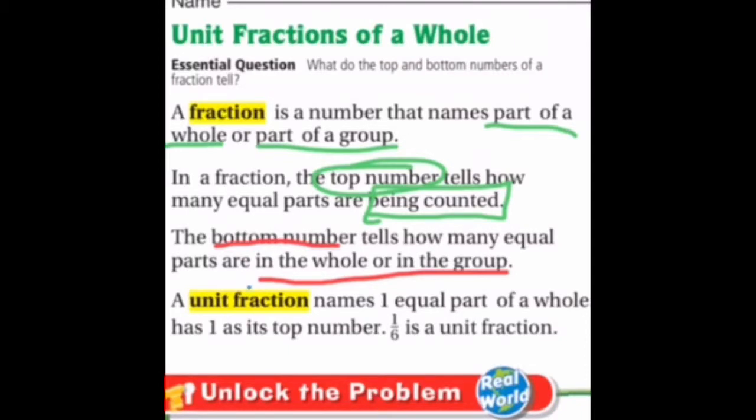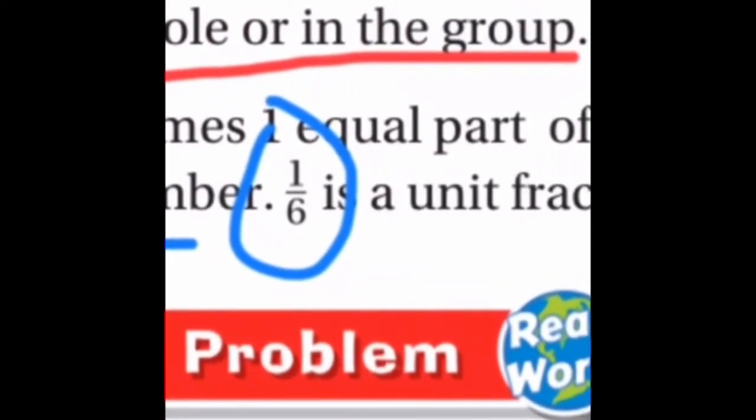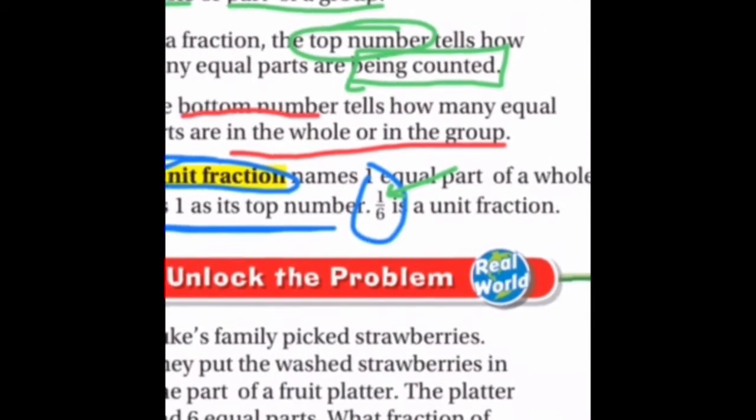A unit fraction names one equal part of a whole. It always has one as its top number. A unit fraction, I'll repeat that, always has one as its top number. And here we have an example that says 1/6 is a unit fraction. If I zoom in a little bit closer, you'll notice 1 right there is the top number. It's called a unit fraction because there's only one unit out of everything that we're looking at, okay? So 1/6 is a unit fraction.